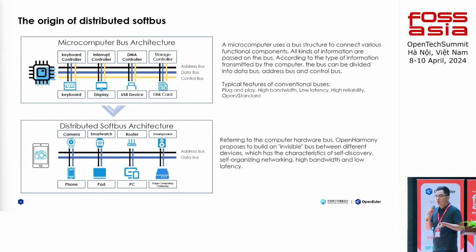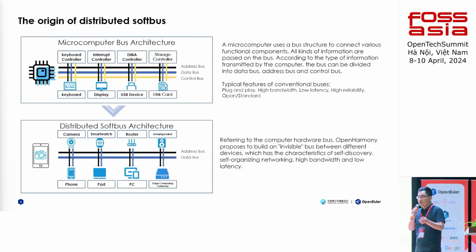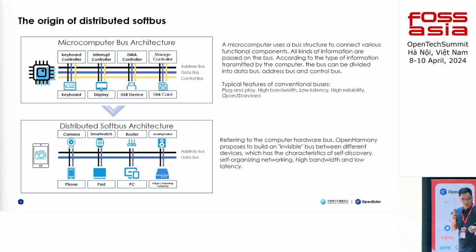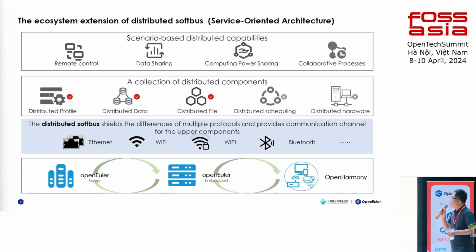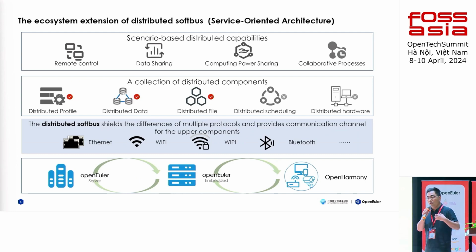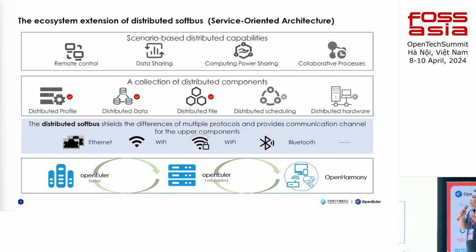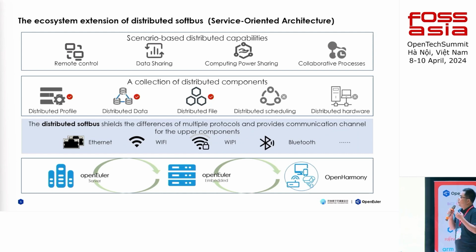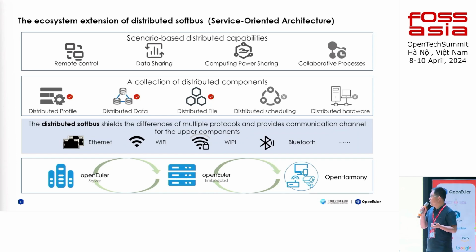We want to build an invisible channel between different devices with different protocols and different transmission rates. In fact, we have a big plan. We plan to develop an ecosystem based on the distributed bus. The distributed bus masks the differences of the different protocols and different devices.